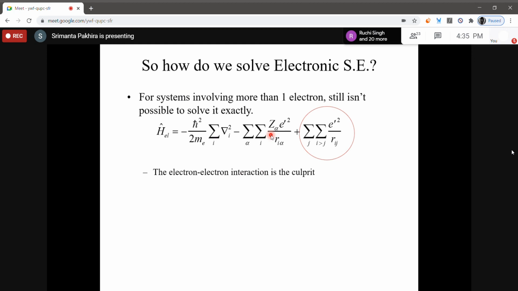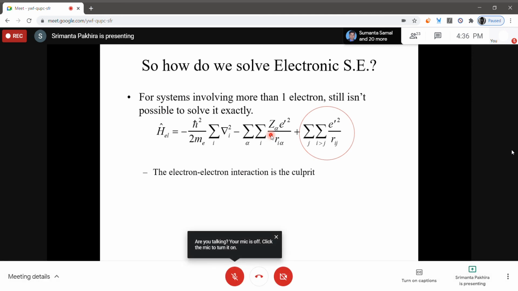For the electronic system with more than one electron, what we call a many-electron system, it is still not possible to solve the exact Schrodinger equation easily. So what do we have to do? We have to do many things. Okay, so first, the first concept is to write down the Hamiltonian part.